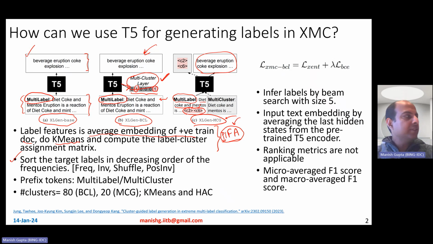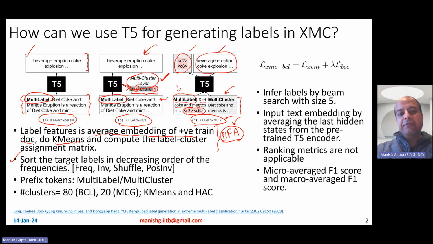On the other hand, simultaneously, you're also doing another task. In this task, you take the data point text like this, and you try to generate the cluster IDs which are associated with this data point. So in some ways, you're doing two different generation tasks simultaneously. That is how this model is trained. Of course, for the first task you use the prefix multi-label, but for the second task you use the prefix multi-cluster, so as to tell it that you have to generate multiple clusters or multiple labels respectively.